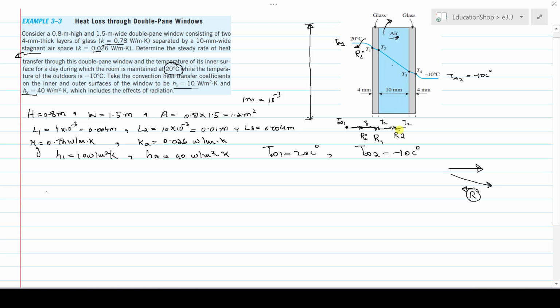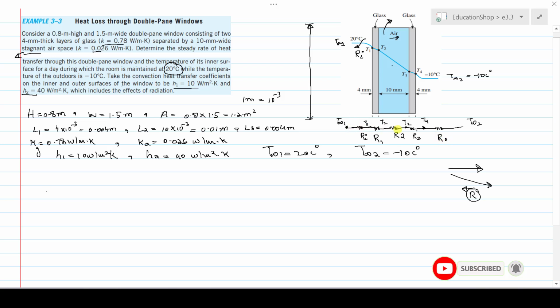This resistance offered to the heat transfer by the air is R2. Next is the resistance offered by the second layer of the glass, that is R3, and the temperature drops from T3 to T4, and finally the temperature drops from T4 to T infinity 2, which is -10 centigrade. The resistance offered from T4 to T infinity 2 to the heat transfer is R0.